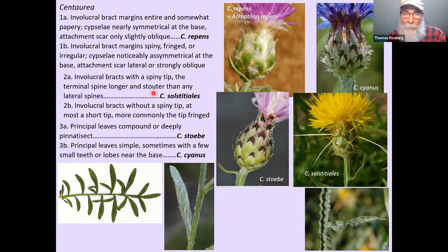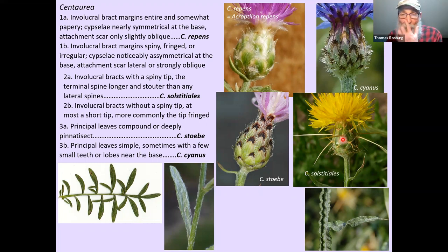Now, the next one that's going to come off here is Centaurea solstitialis, I guess is how that might be pronounced. We're going to look at the involucral bracts, and it has a very strong and conspicuous and sharp spiny tip. The terminal spine is very long and stout, much longer and stouter than any other of the spines that might be on the sides of those bracts. That's what we got right here. Look at those spines. Those look pretty wicked. That is yellow star thistle.